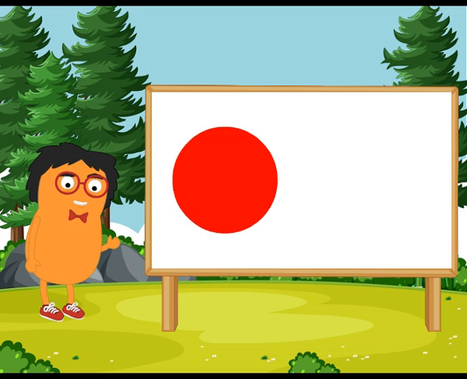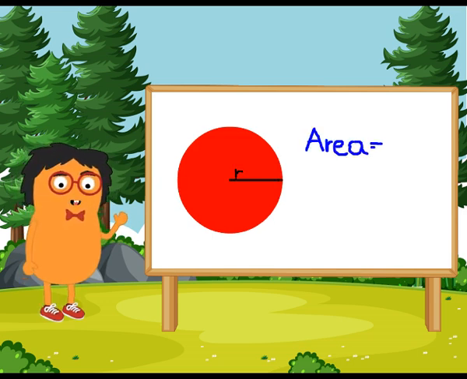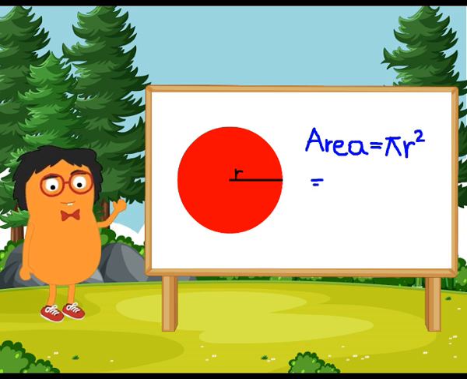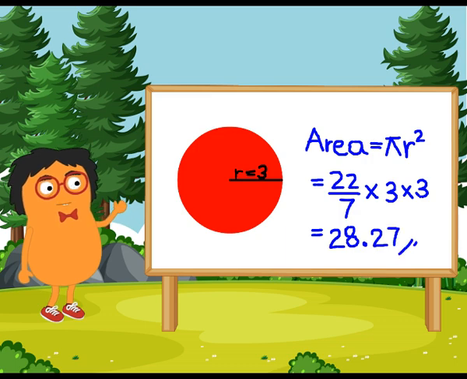Next, we have the circle. The area of a circle is calculated using the formula π times the radius squared. Remember, the radius is the distance from the center of the circle to any point on its edge. If the radius is 3 units, the area would be π times 3 squared, which equals 9π square units.